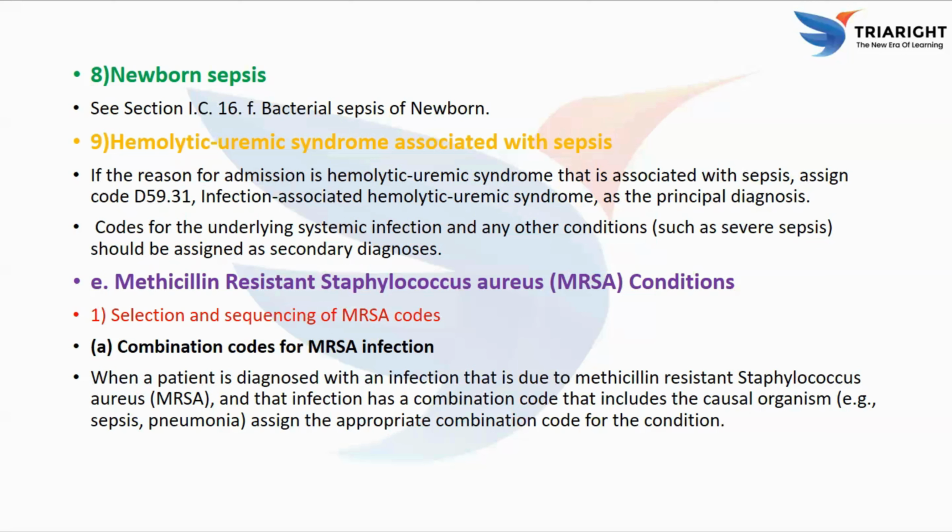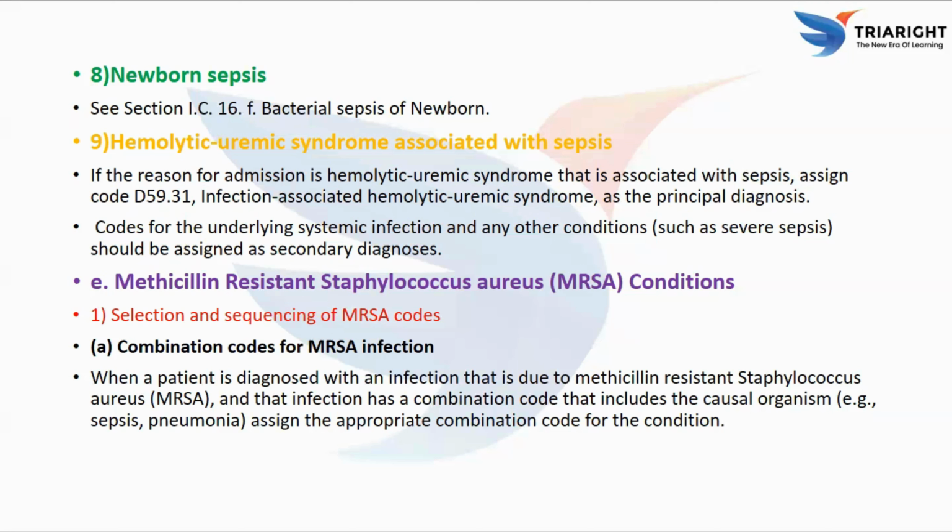So let's look at the combination codes for MRSA infection. So what is a combination code? One code that describes the infection and the causal organism MRSA. So what are the examples? A41.02, sepsis due to MRSA, and J15.212, MRSA pneumonia. T81.44, which is for post-procedure infection due to MRSA. So if a combination code exists, you have to use it. So do not add B95.62 MRSA with it.